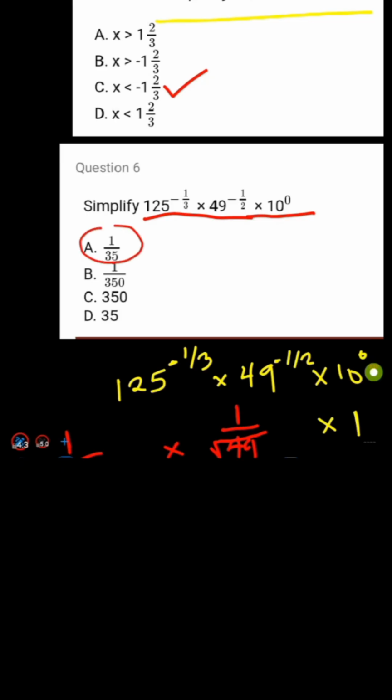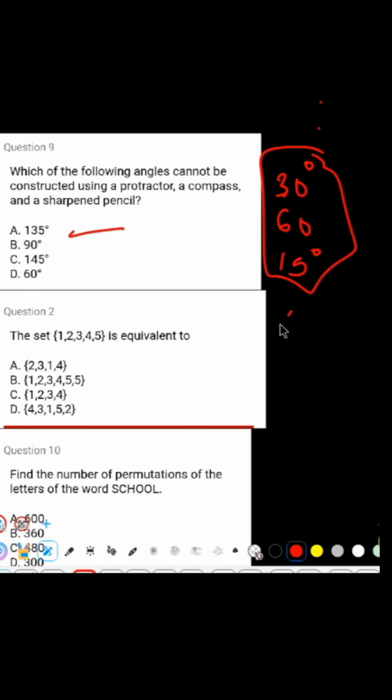Let's move to the next one. For this next one, we are told: which of the following angles cannot be constructed using a protractor, a compass, and a sharpened pencil. So basically, the kinds of angles you can construct using these materials are 30 degrees, 60 degrees, 15 degrees, and the multiples of these. Okay, you can even construct 45 degrees.